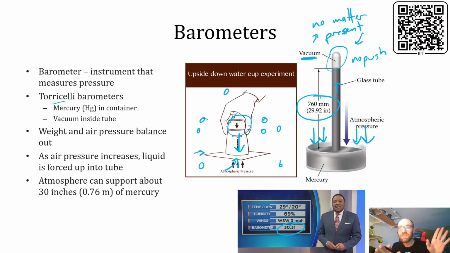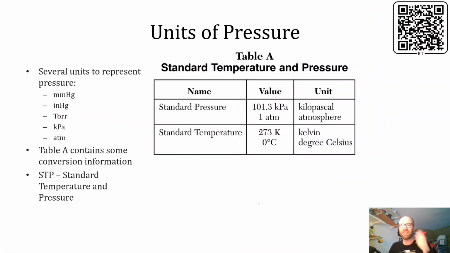Now, if we used a different substance, like say water or any other liquid, you might get a different number because it's a different substance, different properties. You don't want to use water though, because water evaporates. And so that's going to muck up with this. Mercury as a substance has a very, very low evaporation rate, almost zero, which is why we use it for barometers.